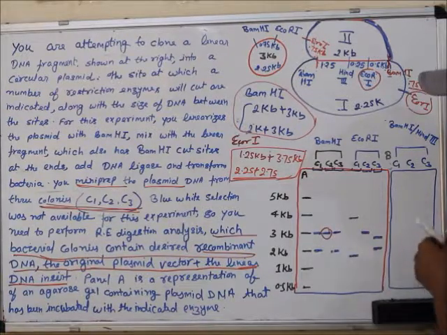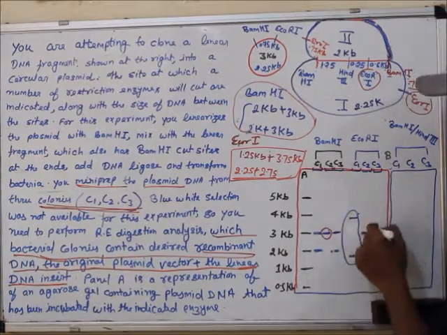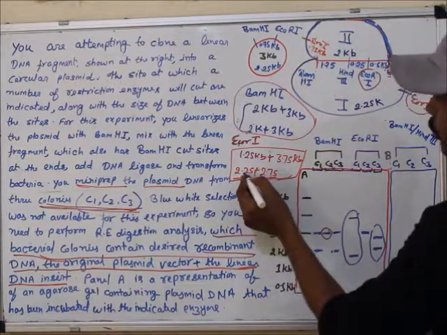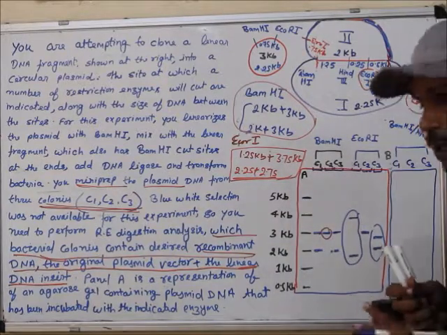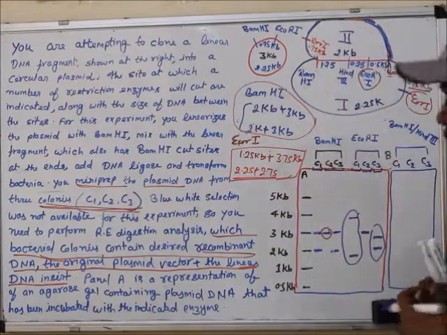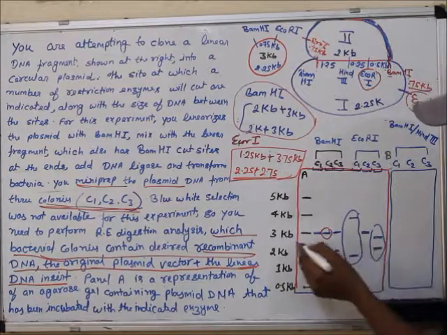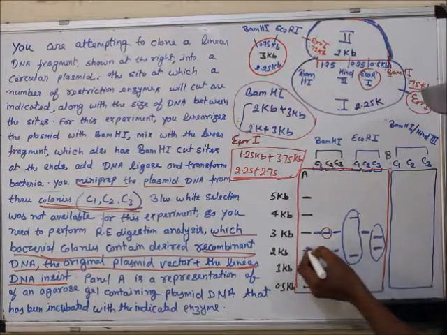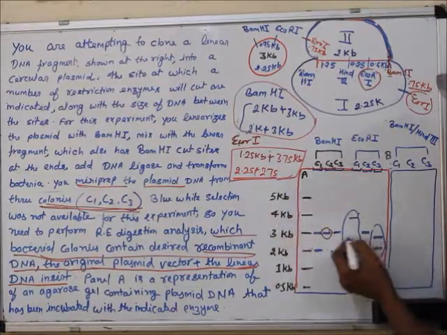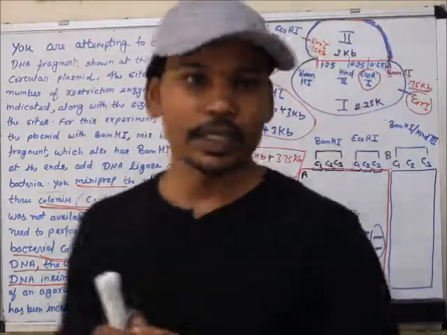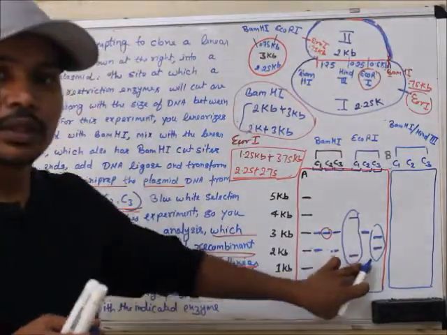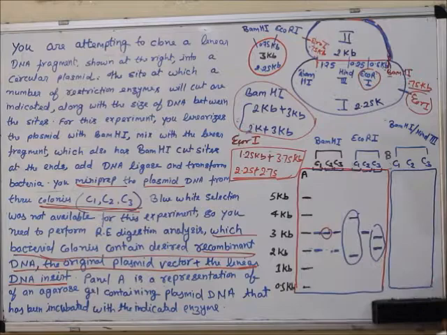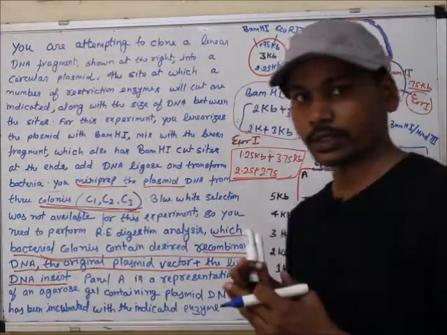Why is the band different from C1? Because it is orientation dependent. In the second orientation, both 2.25 and 2.75 bands will be obtained if second orientation transformation takes place. So the two colonies C3 and C1 have successful transformation.